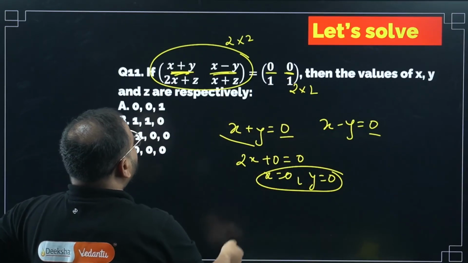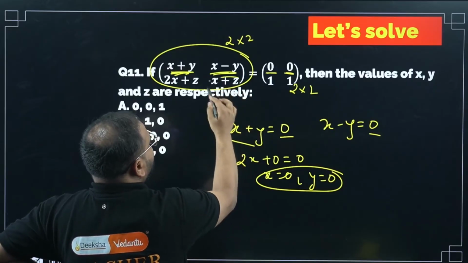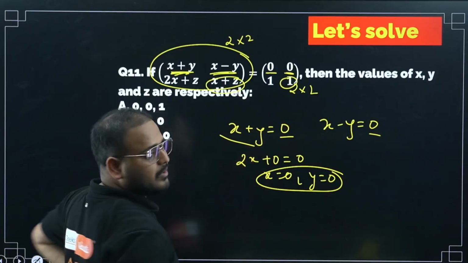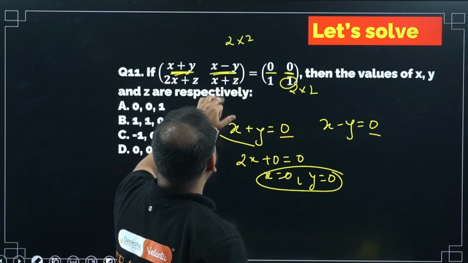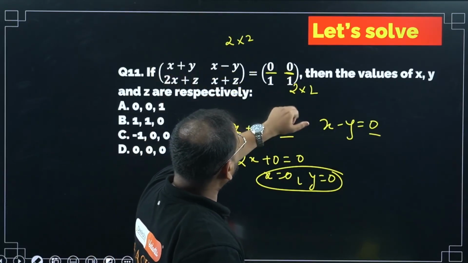Now for the second equation, the third I can take this one also. x plus z for the third equation equal to 1. Not visible? Too many lines. Okay.